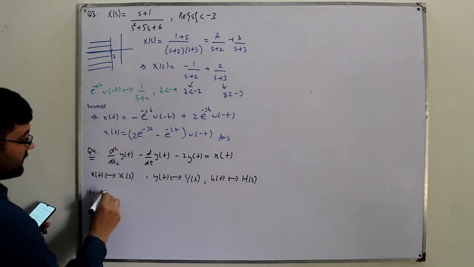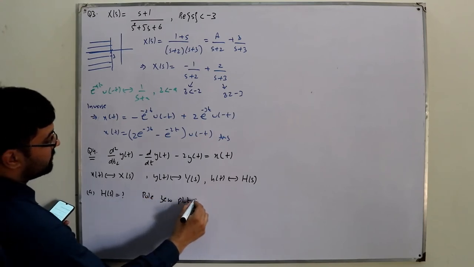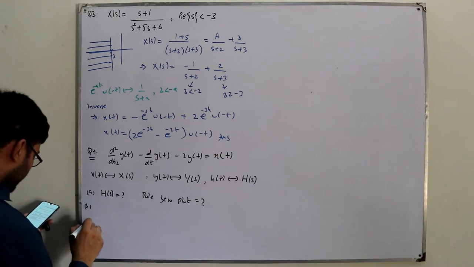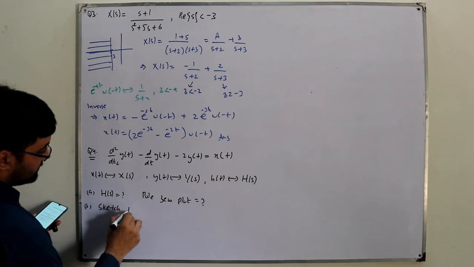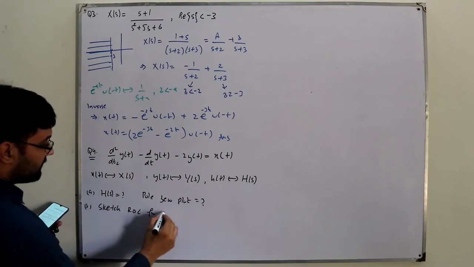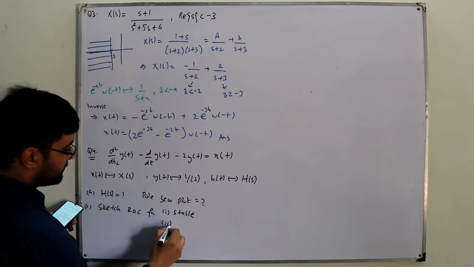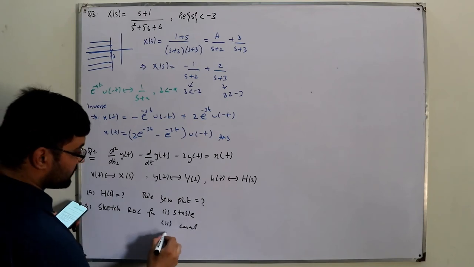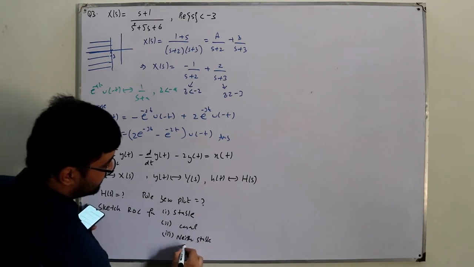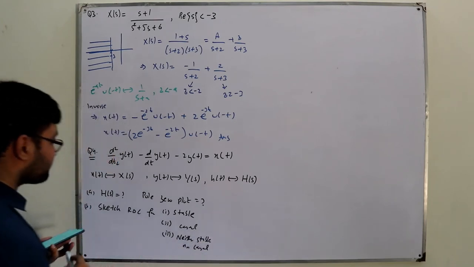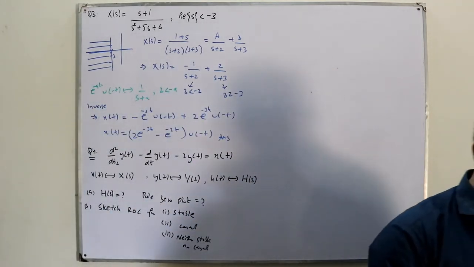So in part A, H of s and the pole zero plot are unknown, and for part B, what do we have? Sketch the ROC for different cases. Case 1 is for a stable system, case 2 is for a causal system, case 3 is for a system that is neither stable nor causal. So this is a very easy question again. So let's get going.